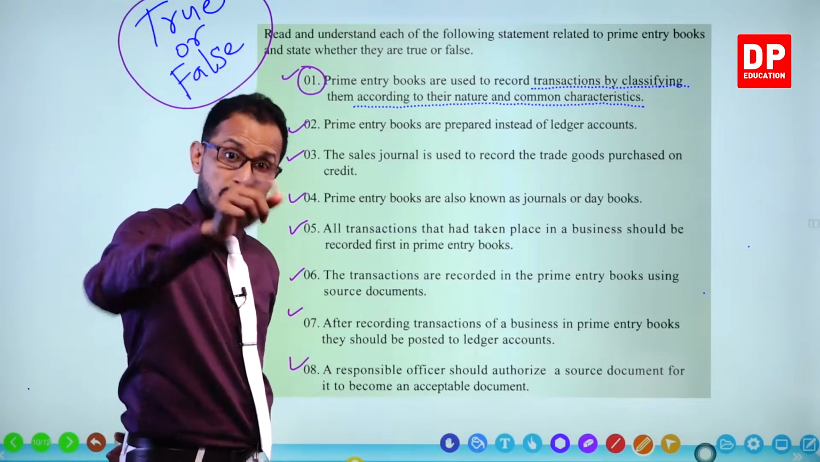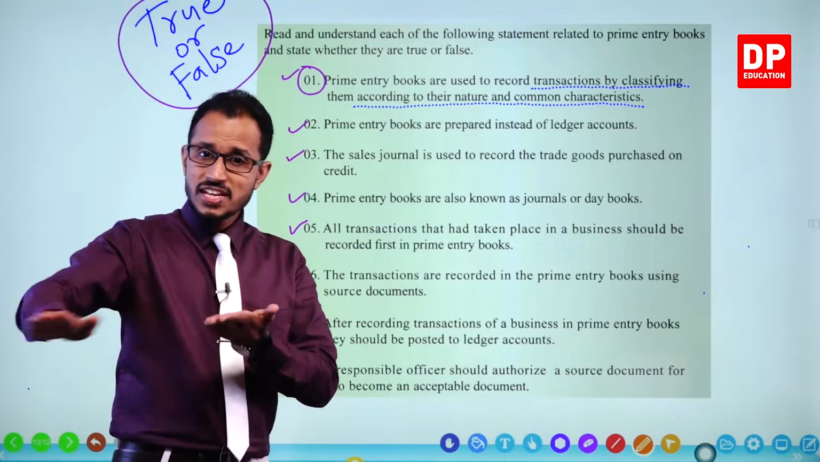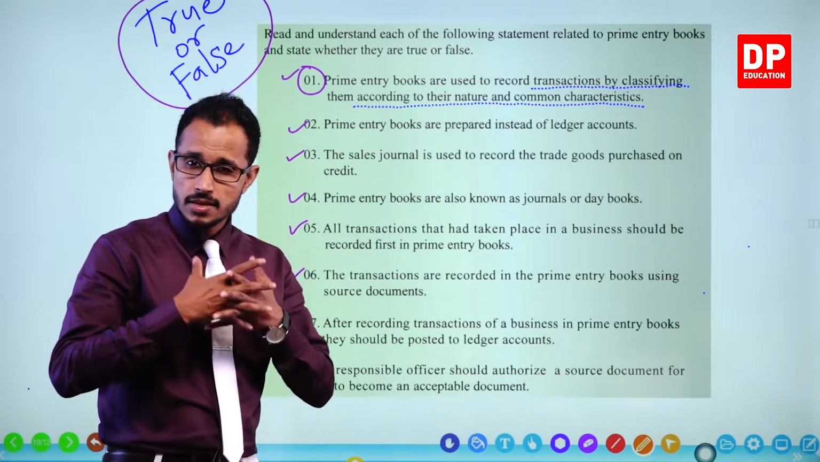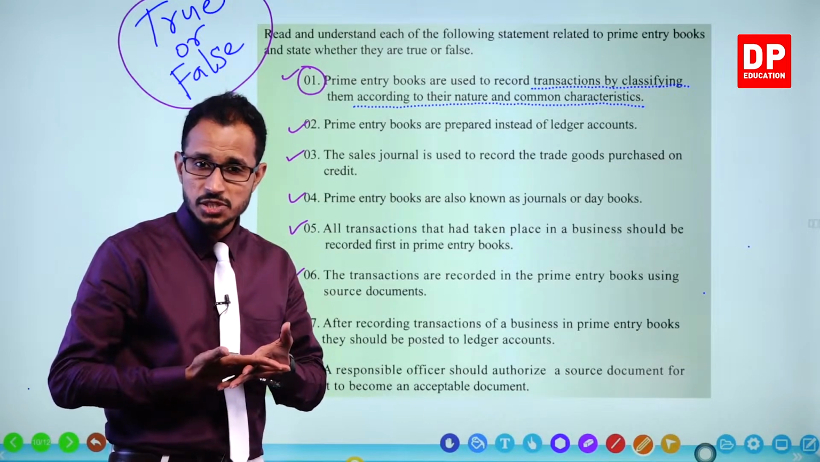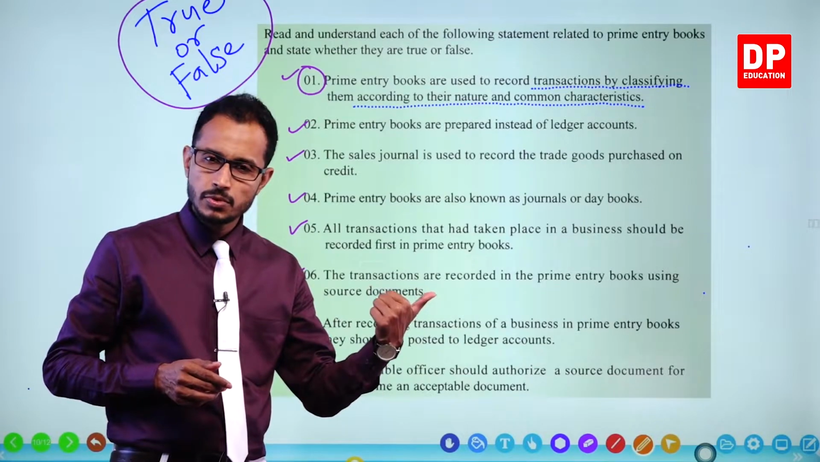That's right. That's how you categorize transactions. It's a cash transaction. Specifically, it's a cash payment. And by considering the nature of the transaction, you decide that this transaction should go to this prime entry book.